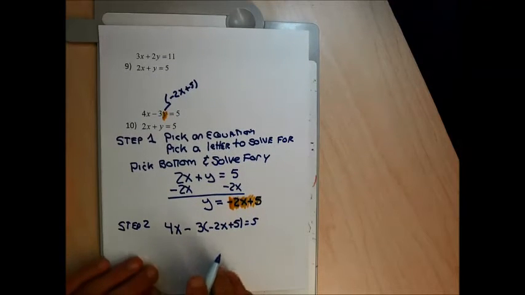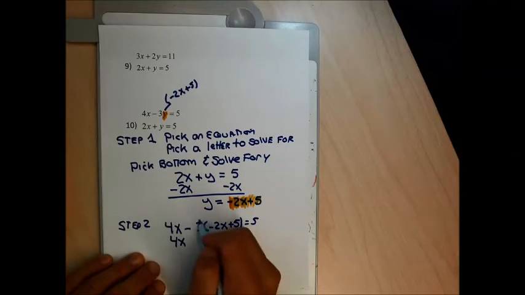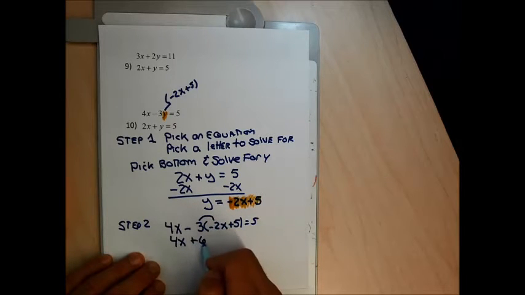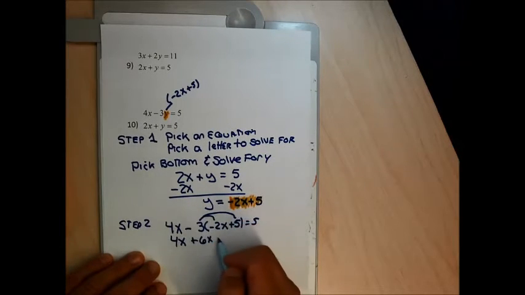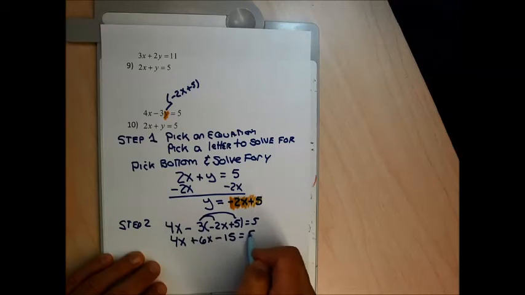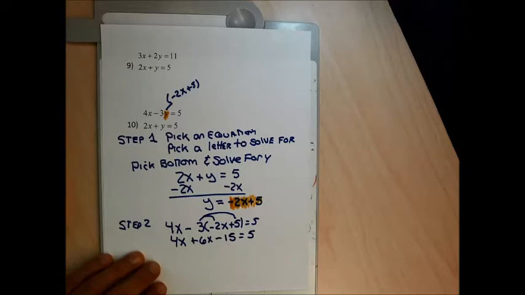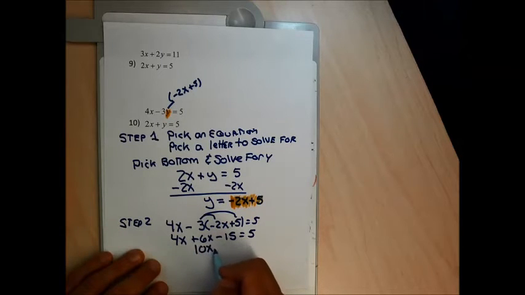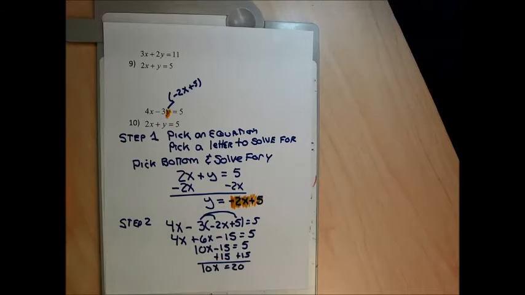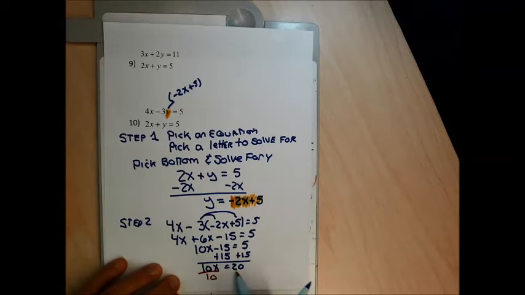Now I'm going to clear the parentheses. I'm going to go minus 3 times minus 2x and get positive 6x, minus 3 times positive 5 and get minus 15. Now I'm going to combine the 4x and 6x and get 10x. And then I'm going to add 15 to both sides. Lastly, I just need to divide by 10. I'll be done with step 2, and I'll have a step 3 left. So this is going to give me x equal to 2.